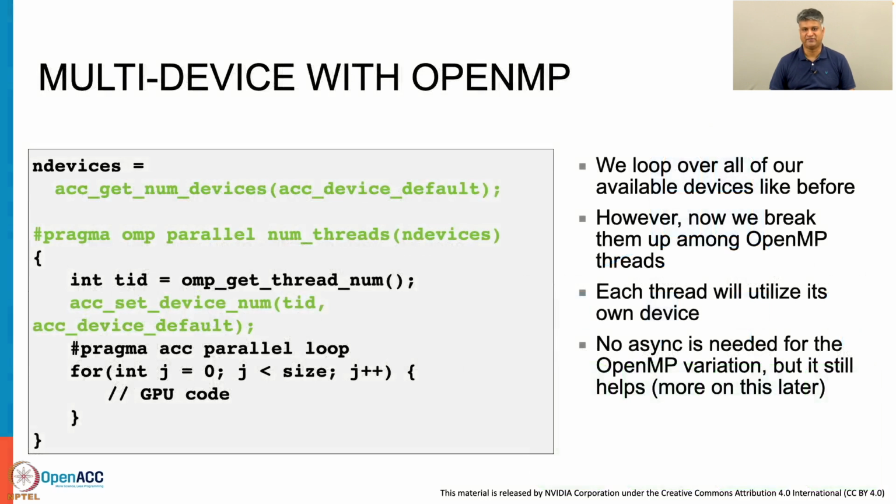So you have n devices. We loop over all of our available devices like before. However, now we break them among OpenMP threads. Each thread will utilize its own device. No async is required for the OpenMP variation, but it still helps to keep it because this will be useful when you're using it later.